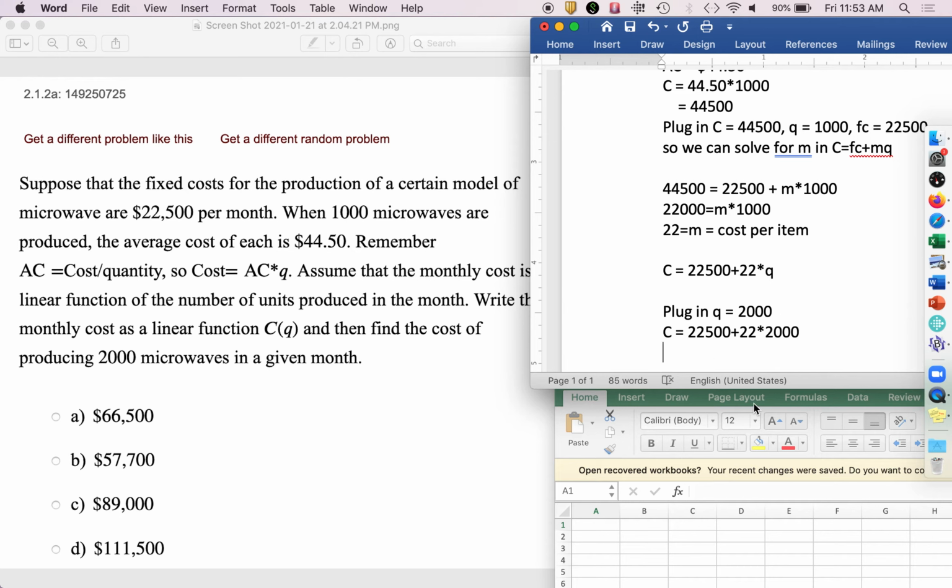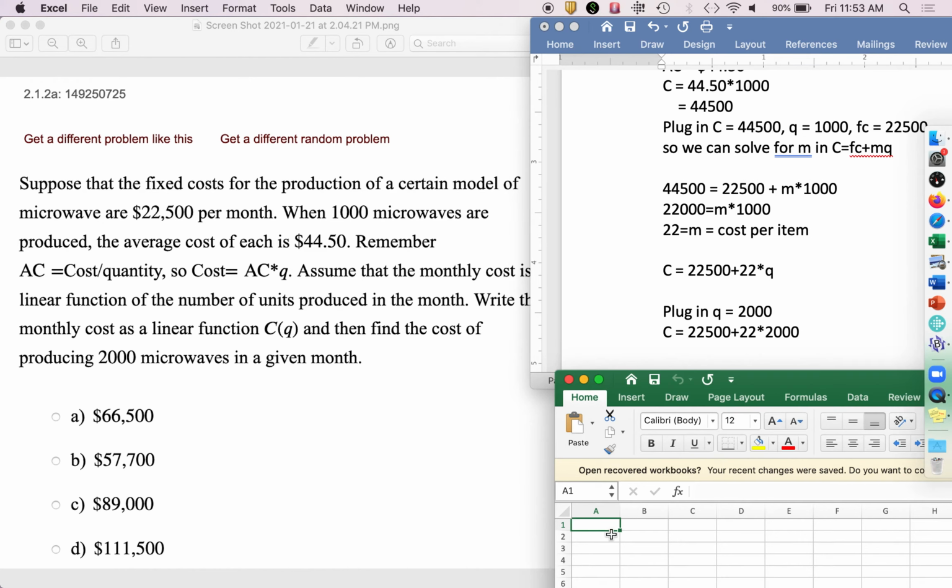You might have noticed I have Excel down here. I use Excel as my calculator. So I'm going to type in equals 22,500, no commas, plus 22, and you have to tell Excel to multiply by putting an asterisk. So 22 times 2,000. If you try to do it by putting 22 in parentheses and 2,000 in parentheses, it will not know what you're talking about. You do have to type in the asterisk. So 66,500, and that is choice A.